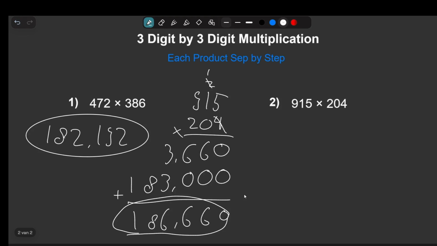So, this was basically the video, guys, and remember, break it apart, multiply each place value, add it up, and you've got the final answer.